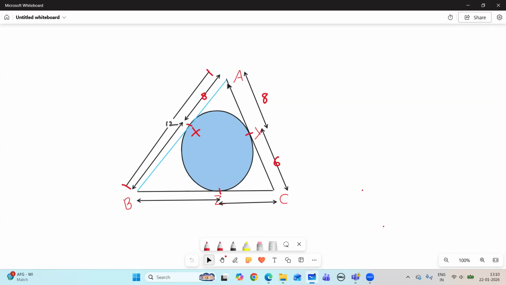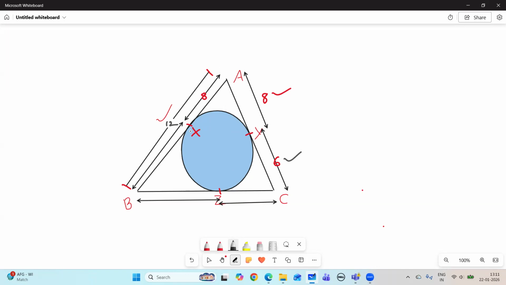We are also given the length of the tangent AY to be 8 units, and the length of CY is also given. Capital X, capital Y, capital Z are the points of contact of these tangents. The circle is inscribed in triangle ABC, which means the sides of the triangle, that are AB, BC, and AC, become tangents to this circle.